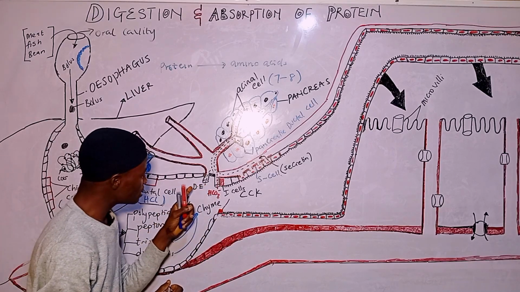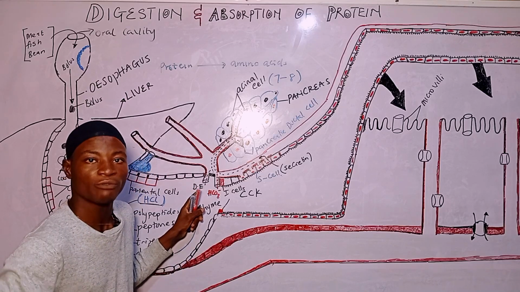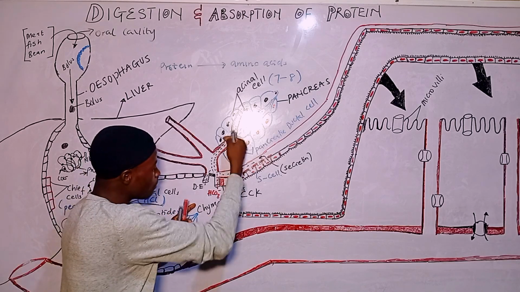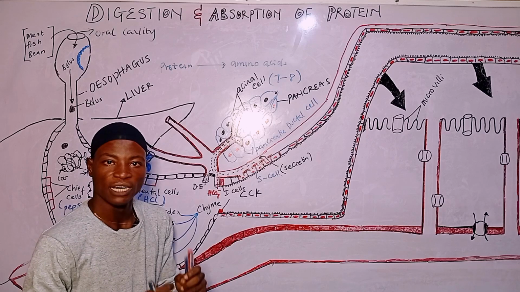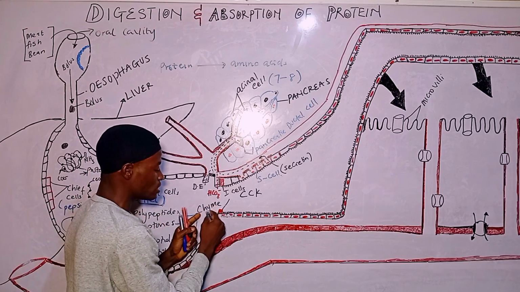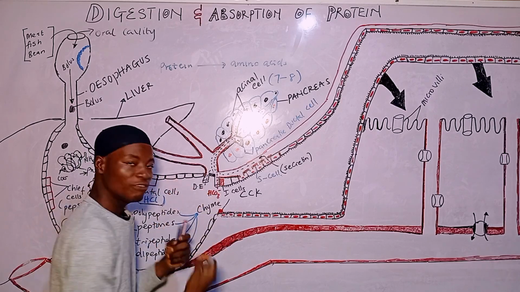Right? And all these digestive enzymes require an alkaline medium for them to perform their optimum function. And don't forget, the chyme is highly acidic. So this bicarbonate that is released by the pancreatic duct cell will help to neutralize the acidic content of the chyme. So once it neutralizes the acidic content of the chyme, then the digestive enzyme will be available to perform their optimum function.